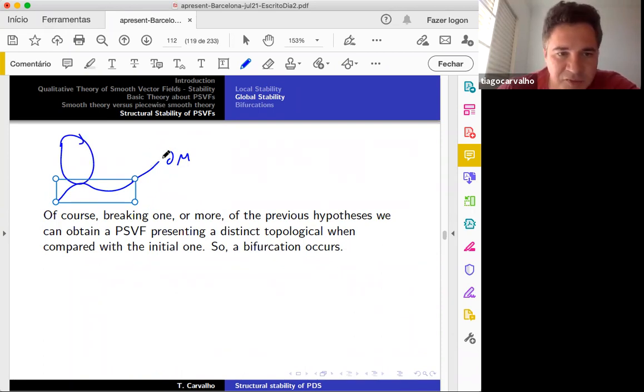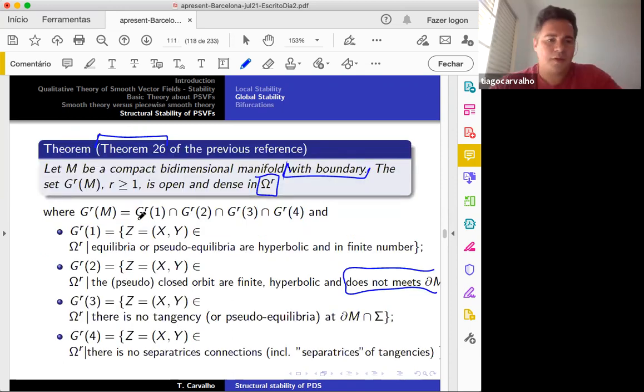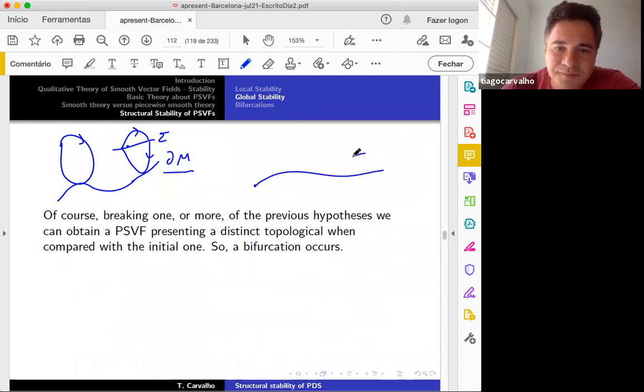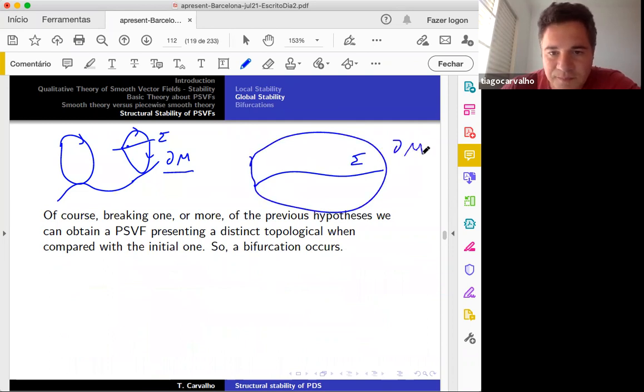Note that this boundary is not sigma. Sigma can be here, and it's possible that there exists a pseudo limit cycle here, but this pseudo limit cycle cannot meet the boundary of M. The set G^r_3 is the set of piecewise smooth vector fields such that there are no tangents or pseudo-equilibria at the boundary of M intersection sigma. This means that this is sigma and this is the boundary of M. We are not allowing a tangent point here, at the intersection.